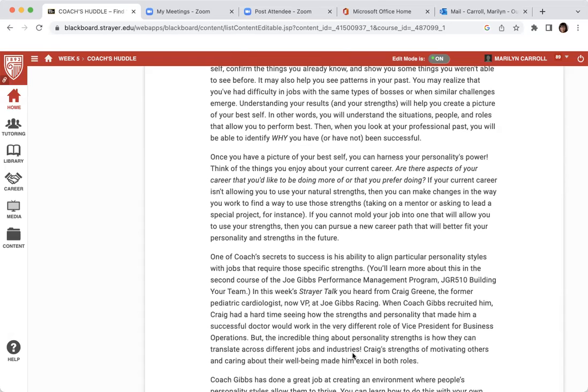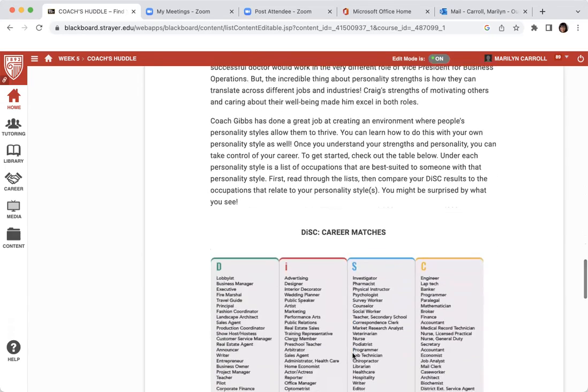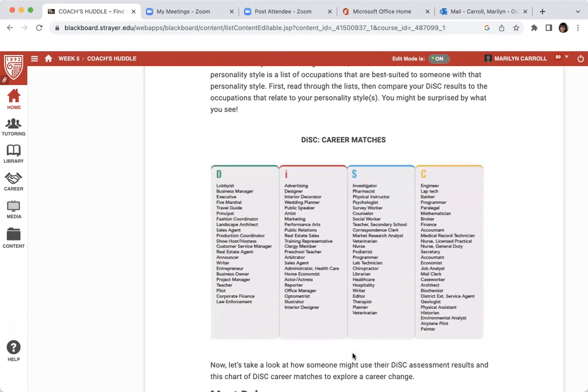But the incredible thing about personality strengths is how they can translate across different jobs and industries. Craig's strengths of motivating others and caring about their well-being made him excel in both roles. And that is such an excellent point here in that story. I want you guys to remember that. So here we go. Here are the career matches.